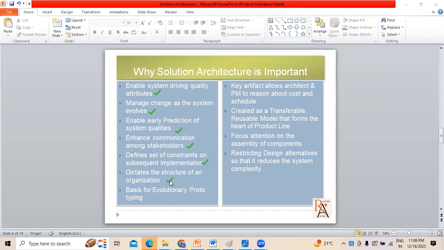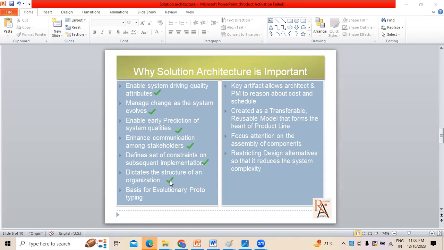Either it can be business level, application level, data level, or system level, whatever it was. In what way it is connecting is something we need to see. This is where we generally need to understand the structure of an organization. Dictating the structure of an organization is also possible because, at the end of the day, to whom are we developing? This is for the end user to use it online.